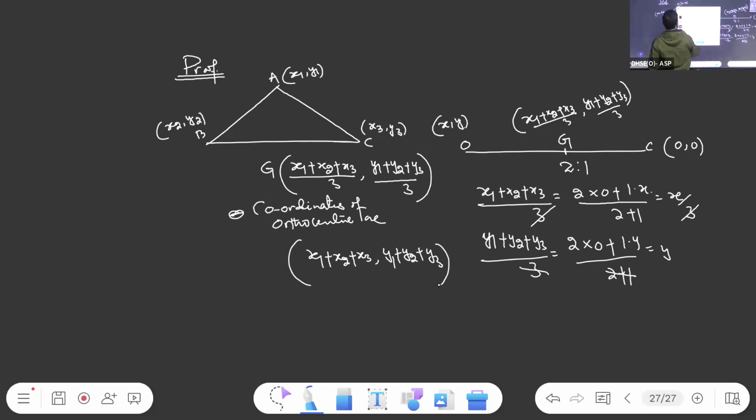So guys, your points portion is over. In the next schedule, we will discuss area of the triangle, then slope, angle between two lines, condition for parallelism, condition for perpendicularity, then equation of straight line in different forms. All these things will be discussed in the next session. So today's session is over.